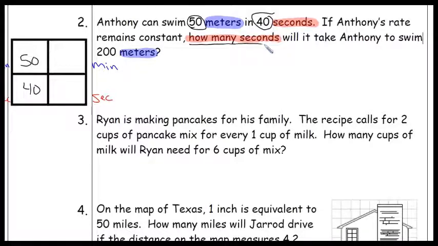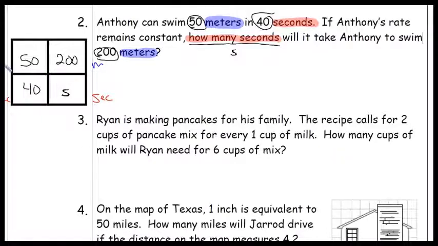We don't know how many seconds. So that's going to be an S maybe for seconds. So I'm going to put an S here for seconds. And I do know there's 200 meters. So I'm going to put 200. Oh, I put meters and I put minutes down here. That might be something that's not very good.